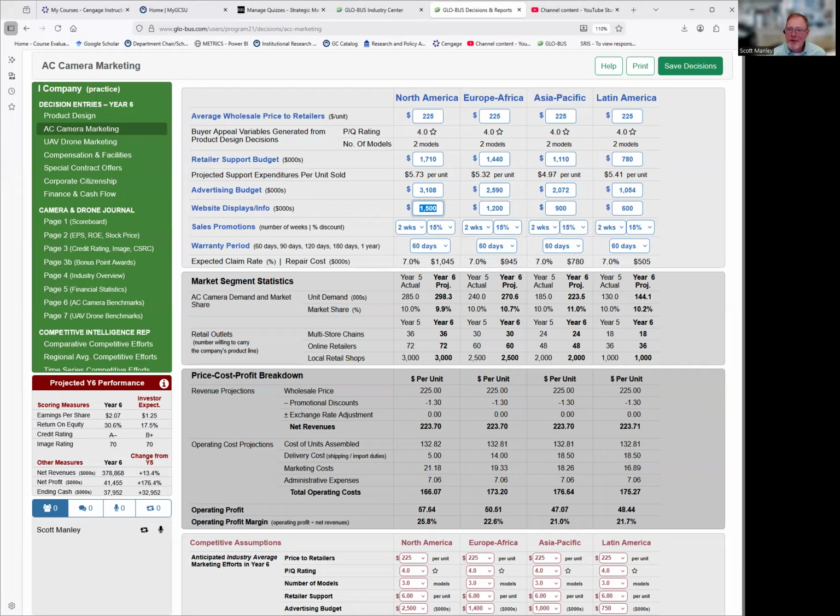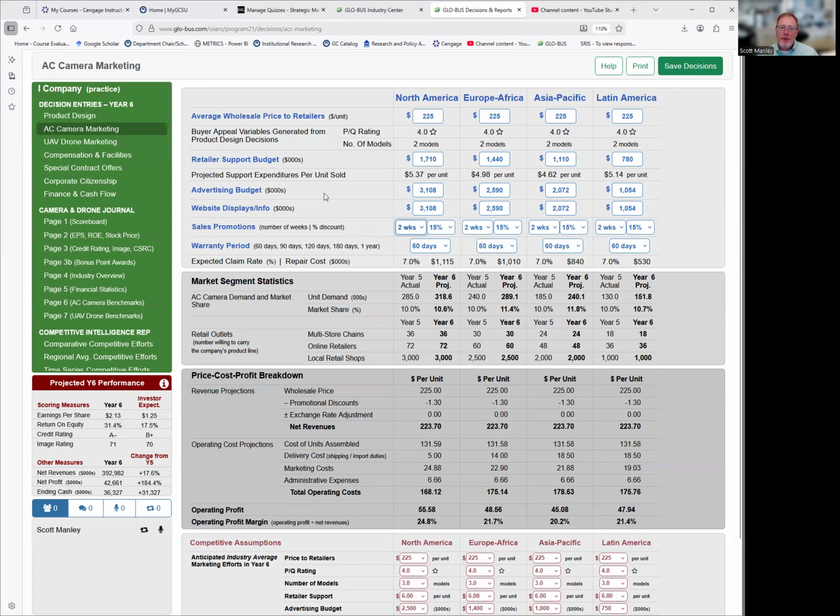Okay. I'm also going to increase my website and display information. And I'm just going to do this very logically. I'm going to put the same amount in the website displays that I'm putting into my advertising budget. Okay. What I'm doing here is I'm trying to increase demand for my product. And as you see, as I've done those things, I've really increased demand across my 4 areas.